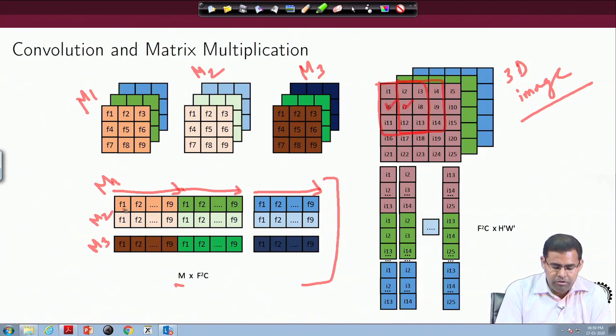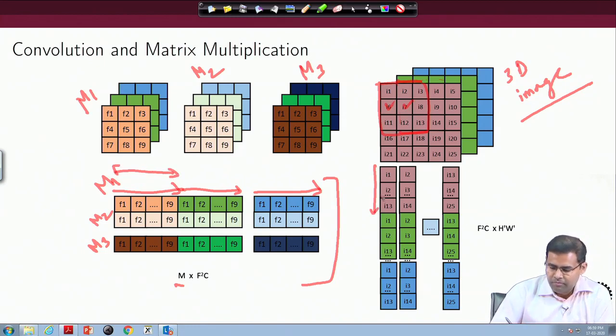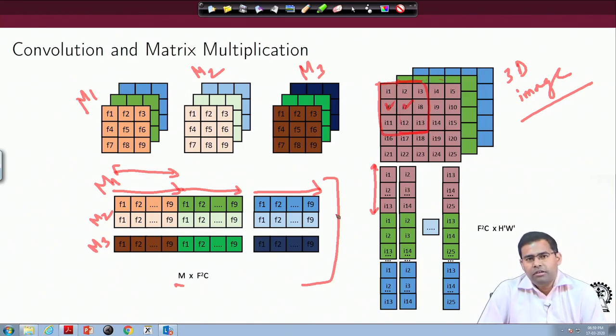Since I have f 1 to f 9 in a row, I just put this position of the data, which is here, in the first overlay position of the mask. I just arrange it in the form of a column. So, now the column contains I 1, I 2, I 3, I 6, I 7, I 8, I 11, I 12, I 13, right. As you can see, if I multiply this row segment with this column, I get the value I was looking for, which I am supposed to put in an output.